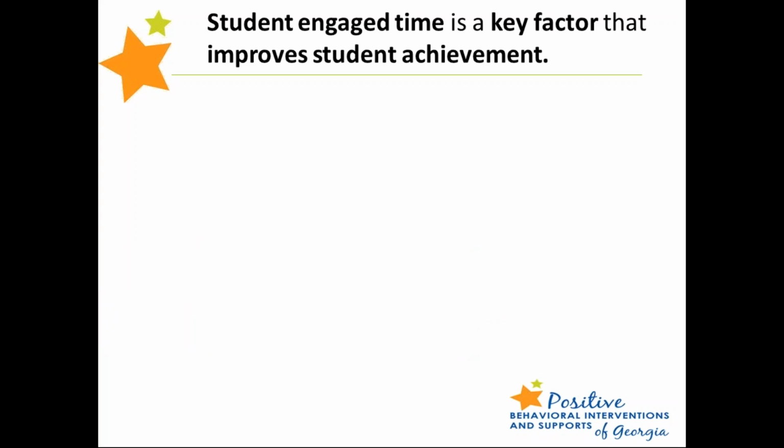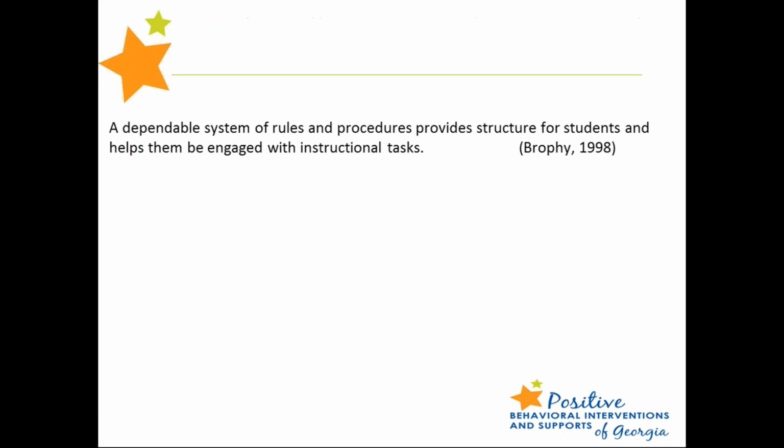Many studies have researched the impact that teaching expectations, rules, and procedures has on student behavior and student engagement time. Keep in mind that student engaged time is a key factor that improves student achievement. It is often the measuring stick that many researchers use to determine if a classroom management strategy is effective. While the language among the research may vary, the results are clear. Here's a sampling of research findings.